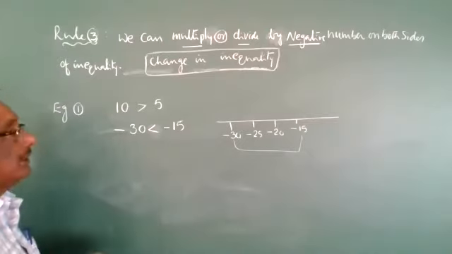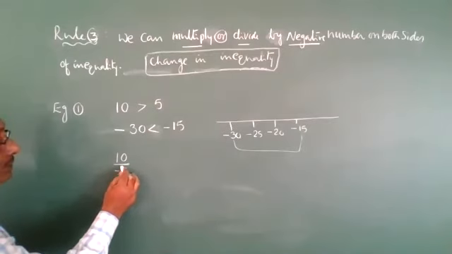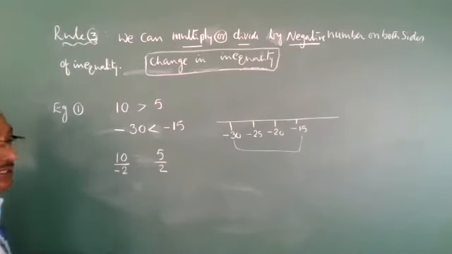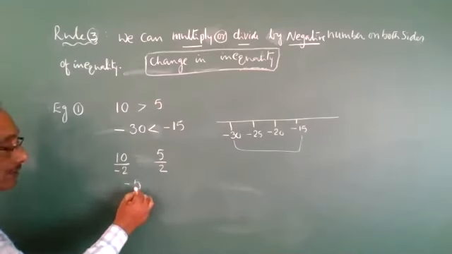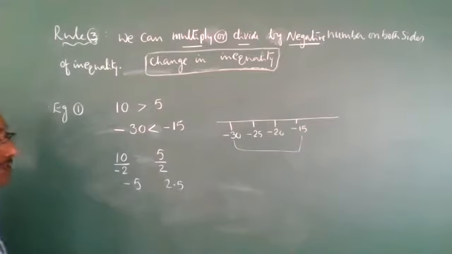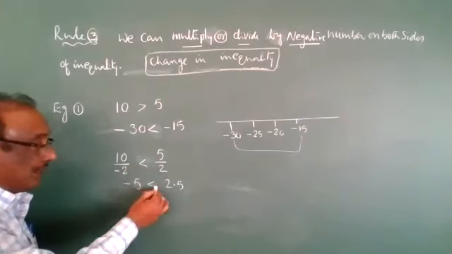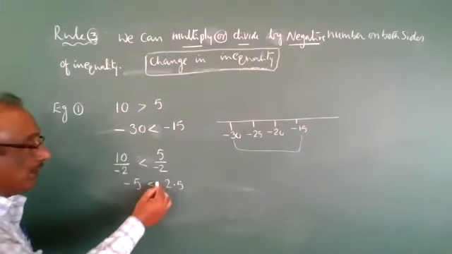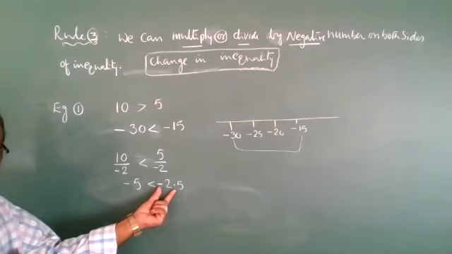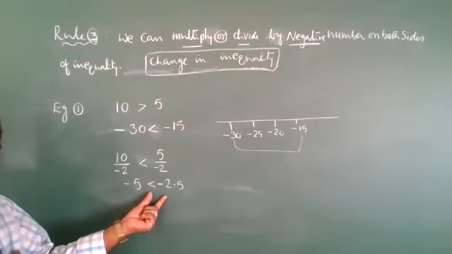Okay? Right, one more check. Divide 10 by minus 2. What happens? 10 divided by minus 2 is minus 5. And 5 divided by minus 2 is minus 2.5. So minus 5 is greater than minus 2.5 is wrong. So minus 5 is less than minus 2.5. The greater negative number is less than the smaller negative number.